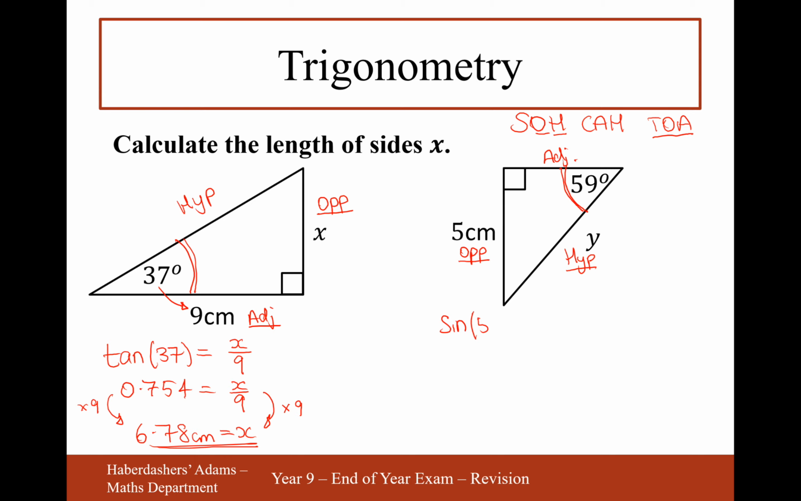Sine 59 equals, and then you have to create the fraction in the correct order of the acronym. So it's opposite divided by hypotenuse. So that's going to be 5 divided by y. So let's type onto the calculator then. Sine 59 equals 0.857.